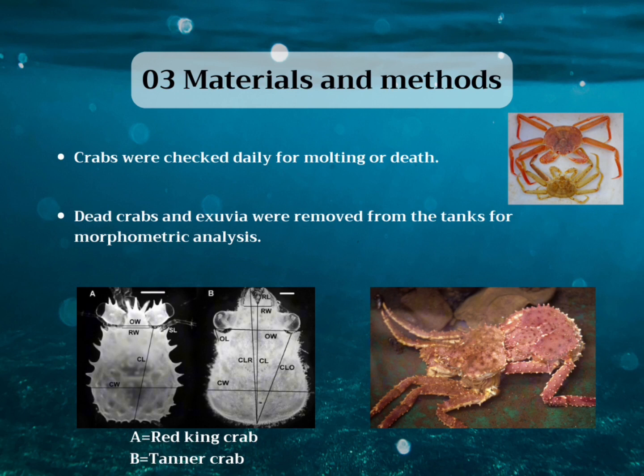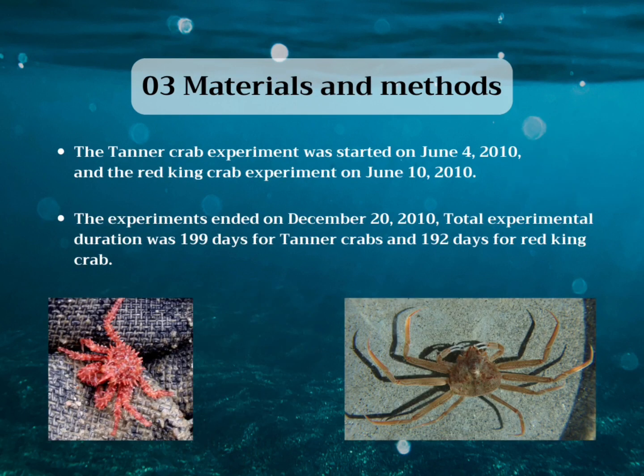Picture B, tanner crabs. The tanner crab experiment was started on June 4, 2010, and the red king crab experiment on June 10, 2010. The experiment ended on December 20, 2010. Total experimental duration was 199 days for tanner crab and 192 days for red king crab.